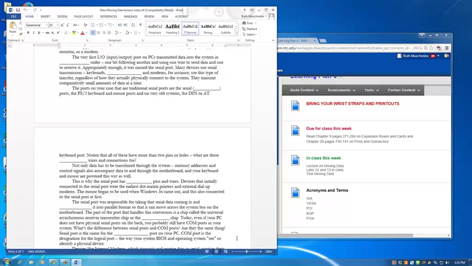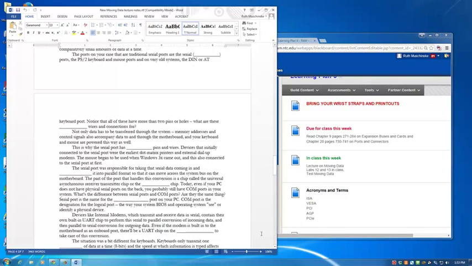Today, even if your PC does not have physical serial ports on the back, you probably still have COM ports in your system. Now, what's the difference between serial ports and COM ports? Are they the same thing? Well, serial port is a name for the physical port on your PC. COM port is the designation for the logical port, the way your system BIOS and your operating system see or identify a physical device.